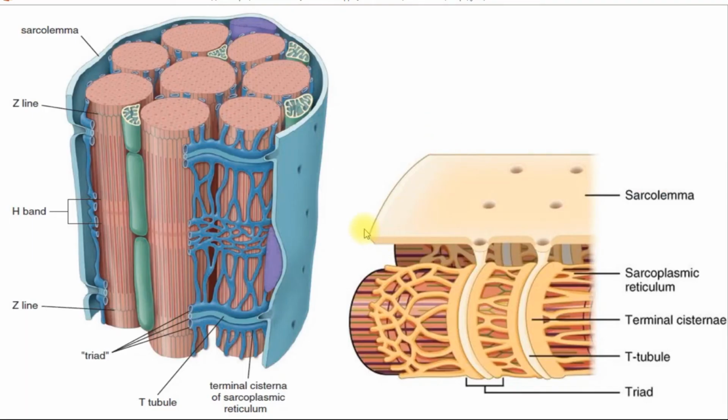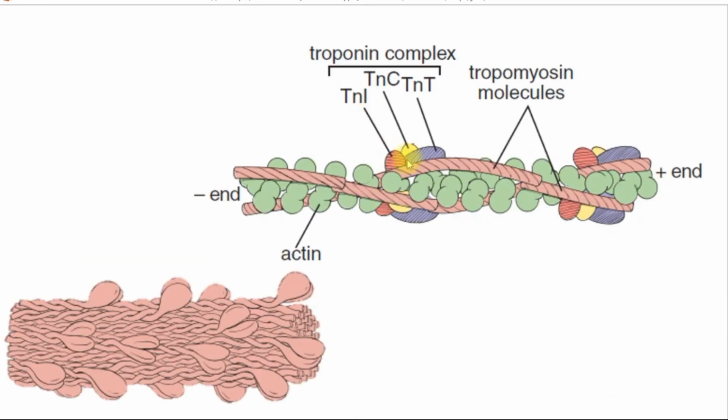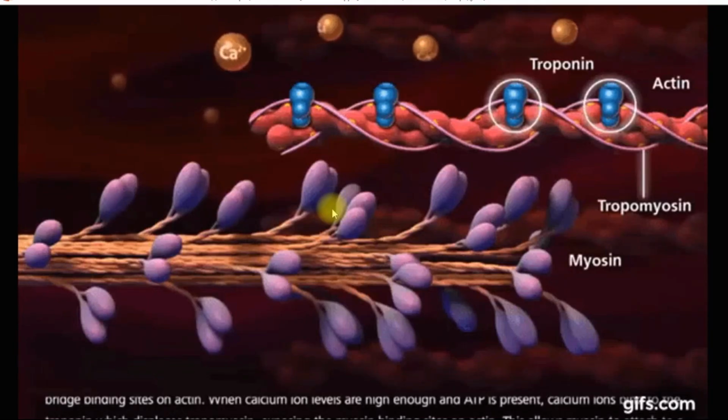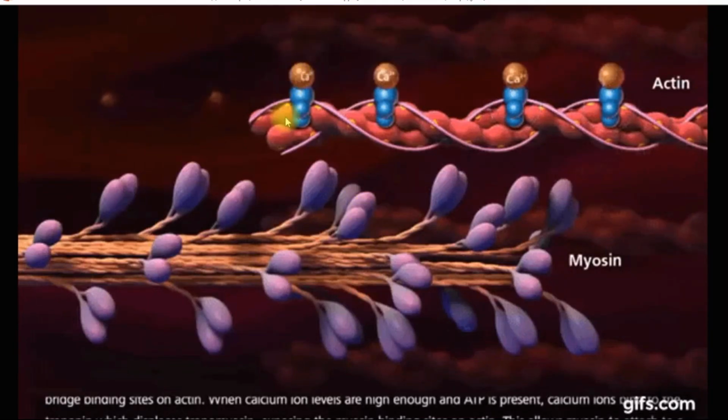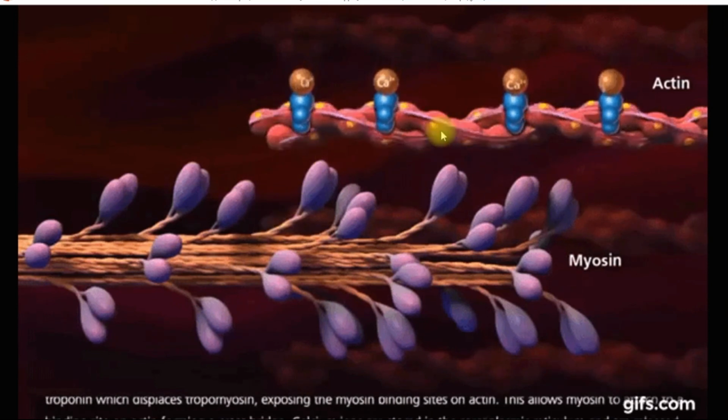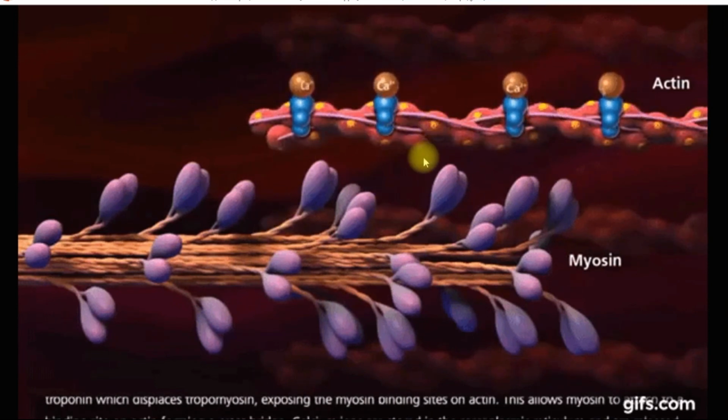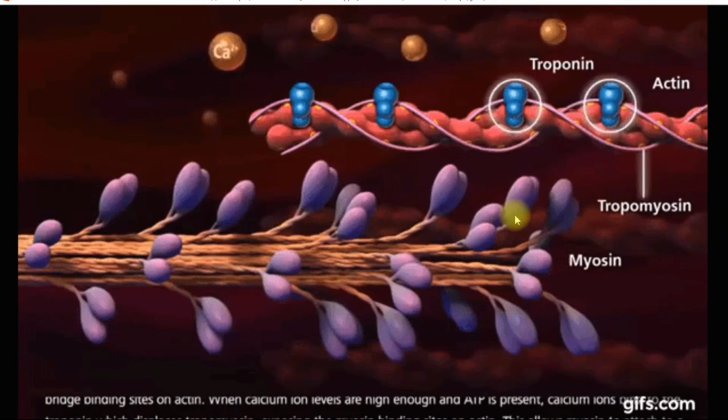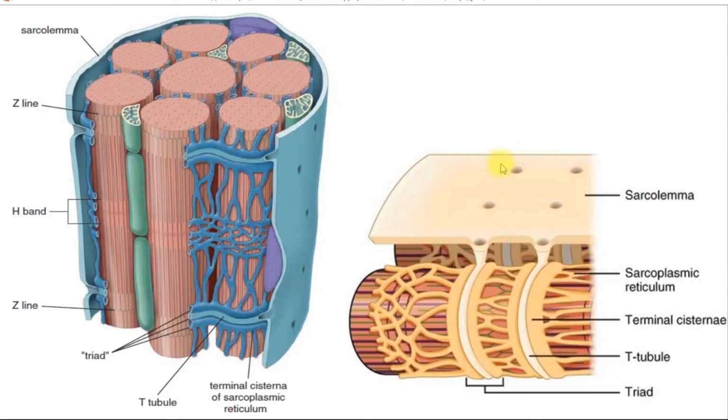And now active centers of actin are free, and myosin heads may be attached to the actin. After this, calcium ions move tropomyosin from active centers of actin, and myosin heads may be attached to the actin.